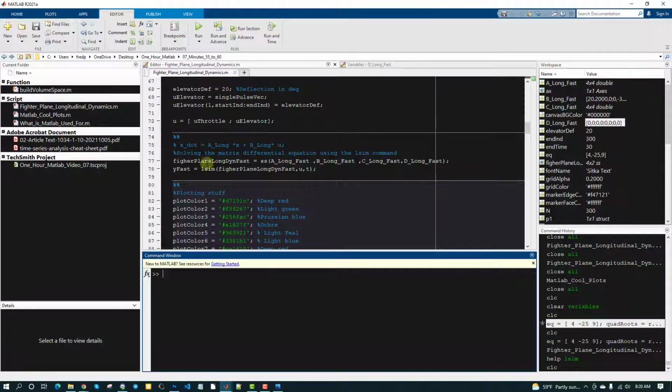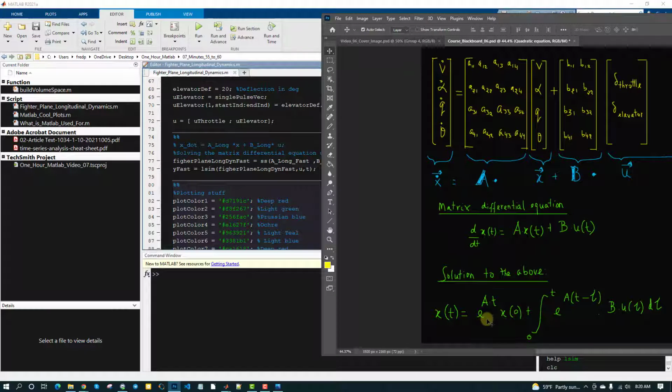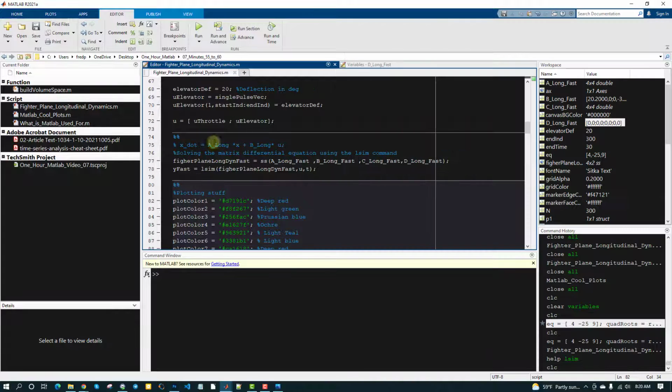That's it. You create the so-called state space system with these four matrices A, B, C, D, and this innocuous looking command LSIM, which stands for linear sim, actually solves this whole matrix differential equation. So this whole solution here is done by this single command here, LSIM. Let me just run this.